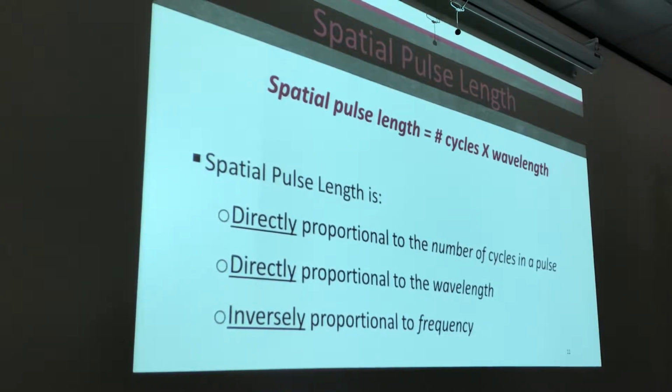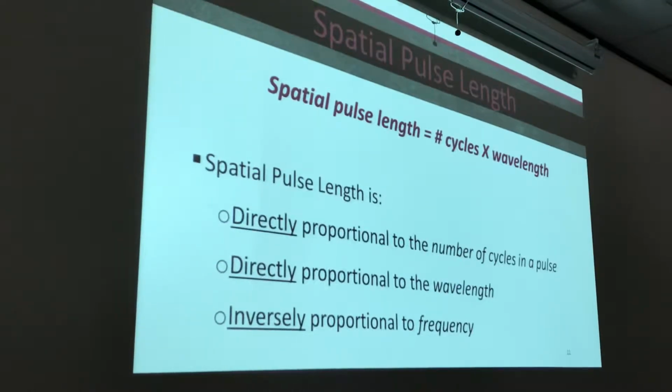Okay. All right. So let me put our spatial pulse length, SPL. Somebody read it to me. SPL equals number of cycles times the wavelength. All right. I do have a question on your worksheet asking you for the spatial pulse length.